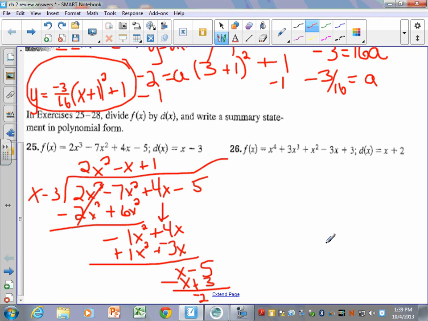If the question just said use long division to give me the remainder, you'd still do all of this, but your answer would just be negative 2, right? But this one actually says divide it, so I'm going to write minus 2 over x minus 3. Most of the time, if you miss something, it's just a subtraction issue.